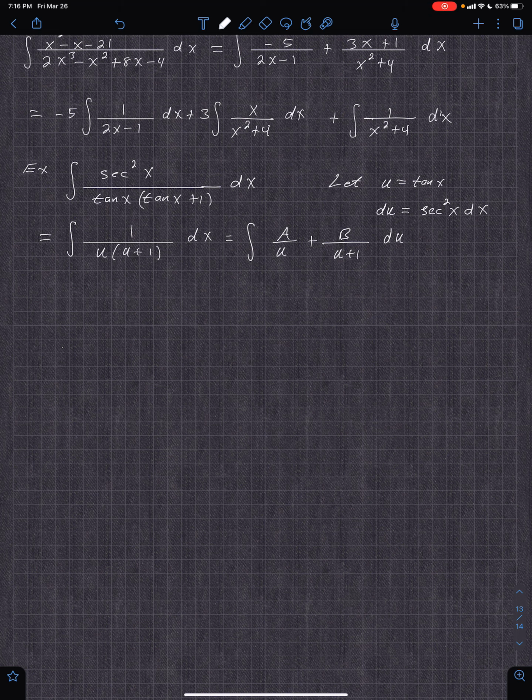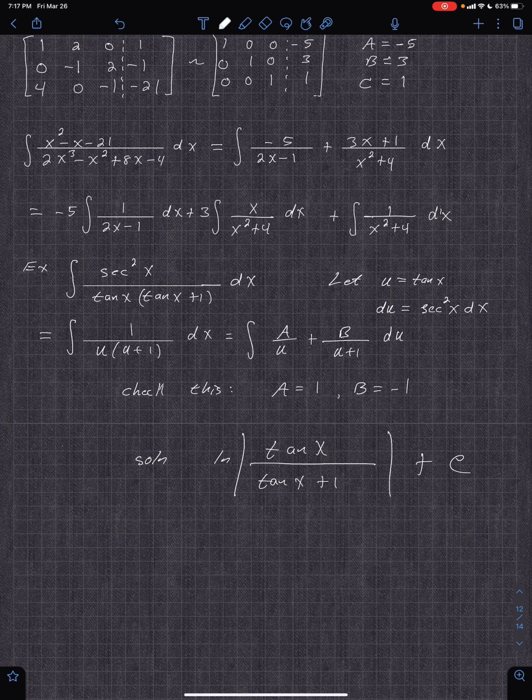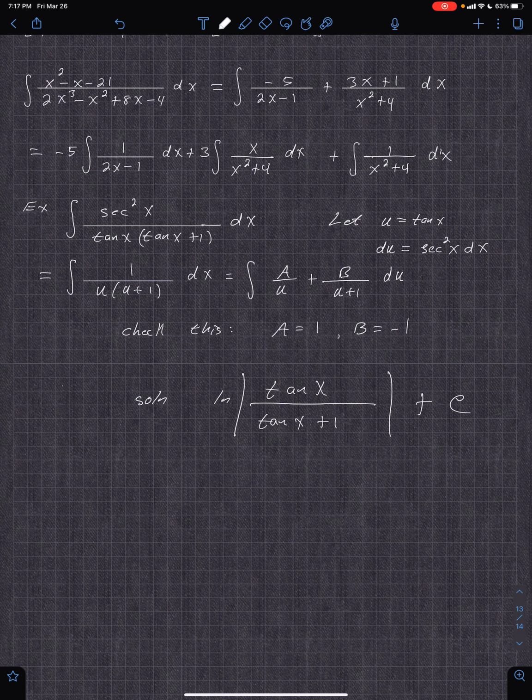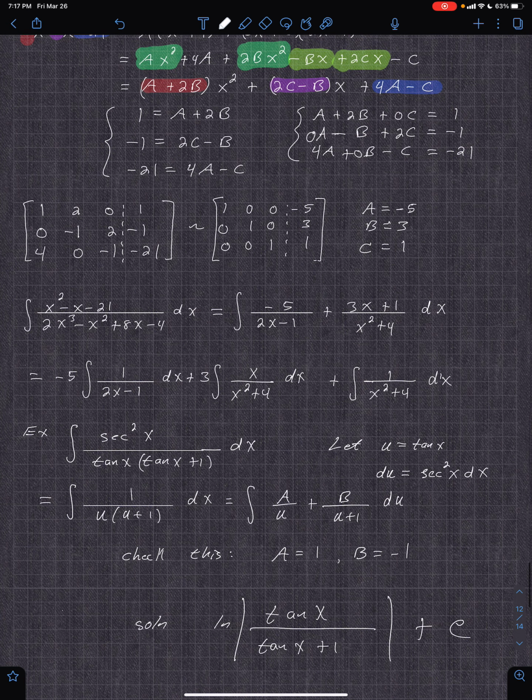All right, so let me just show you what you get. So check this. You end up getting A is 1 and B is -1. And your solution will look like this: natural log, absolute value of tangent x over tangent x plus 1. You can check that on your own and see if you get that. Pretty straightforward from there. Okay, that's all I'm going to do for partial fraction decomposition.